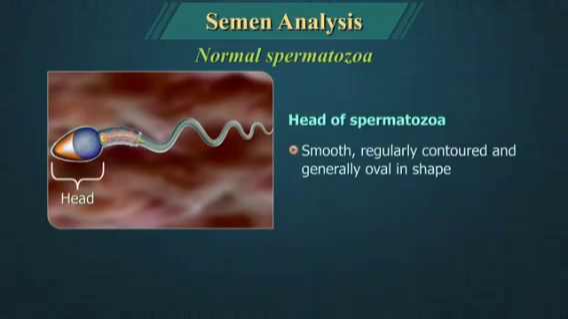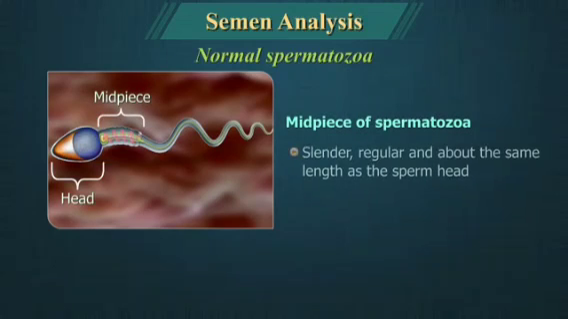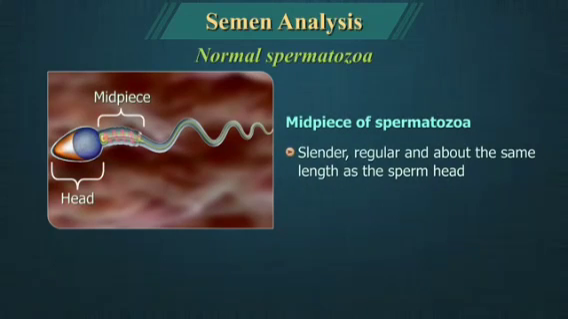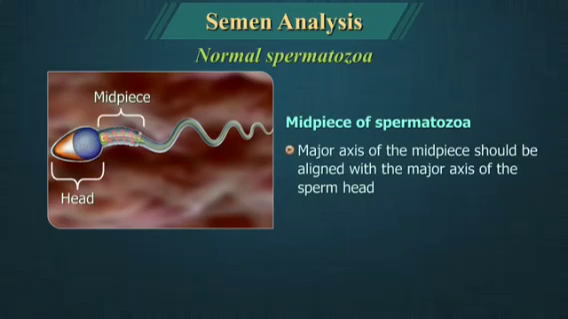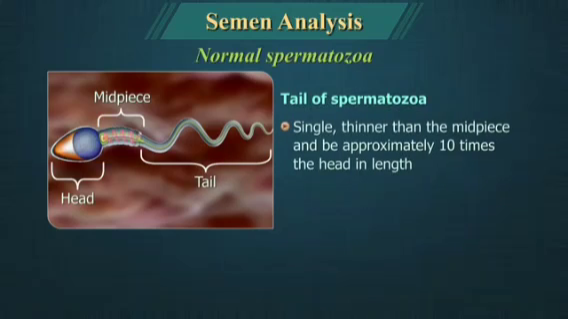The head is smooth, regularly contoured and generally oval in shape. The midpiece should be slender, regular and about the same length as the sperm head. The major axis of the midpiece should be aligned with the major axis of the sperm head. The tail should be single, thinner than the midpiece and approximately 10 times the head in length.